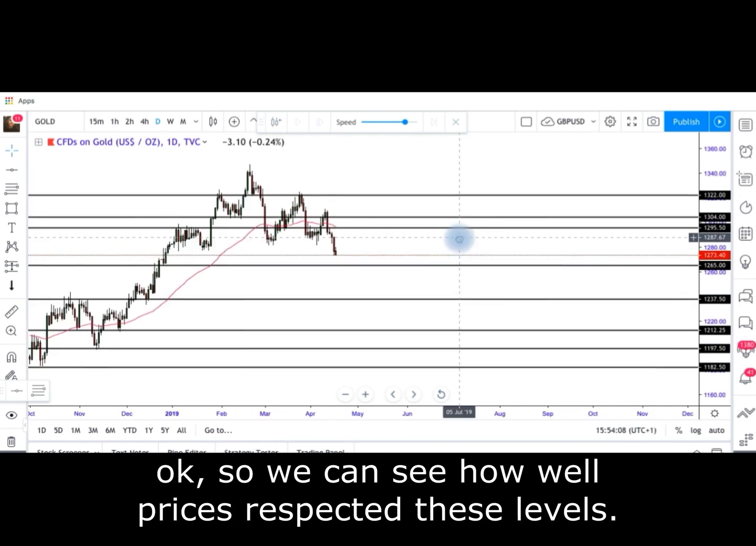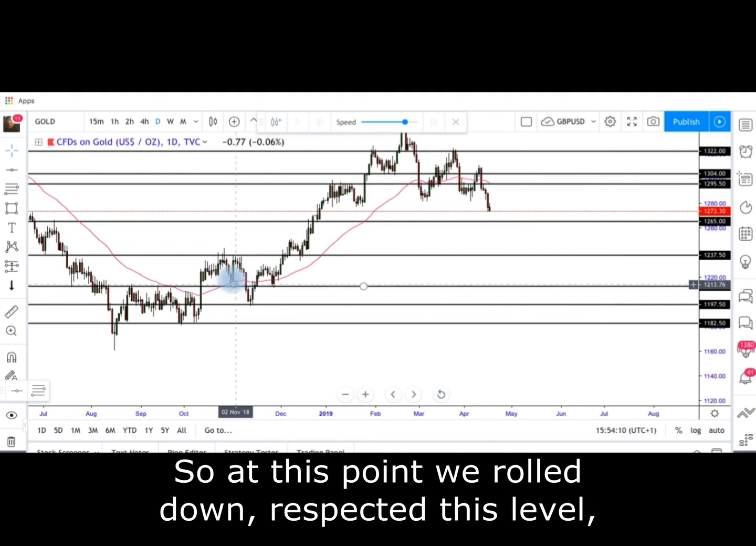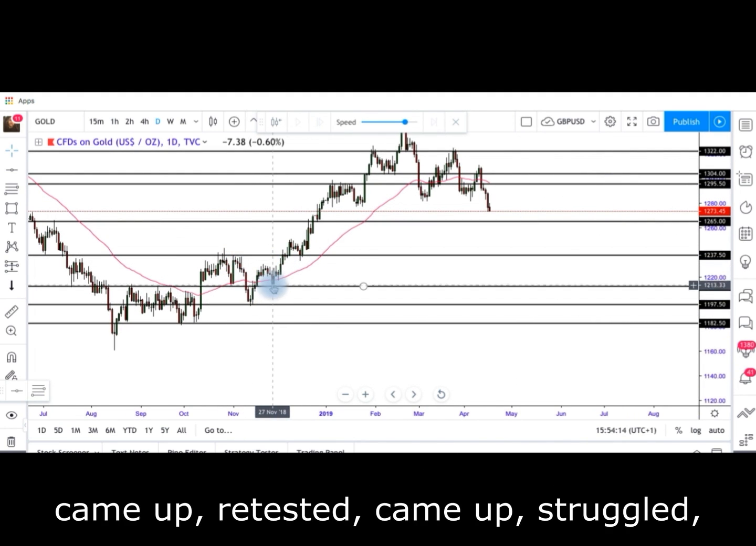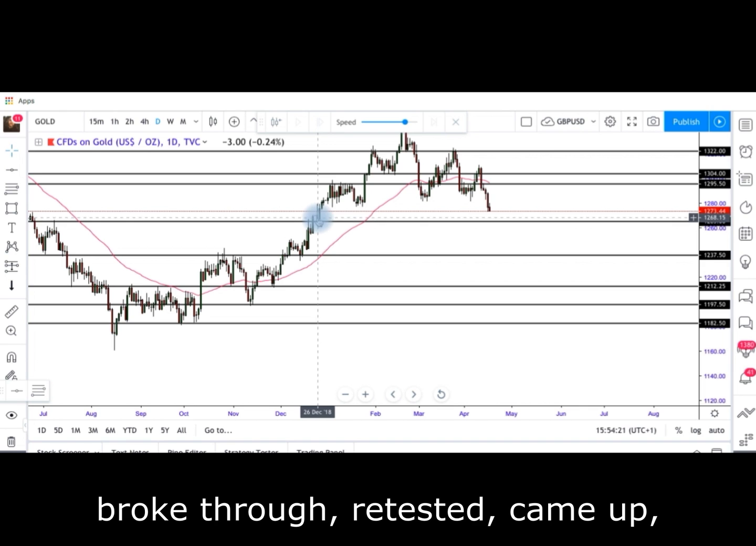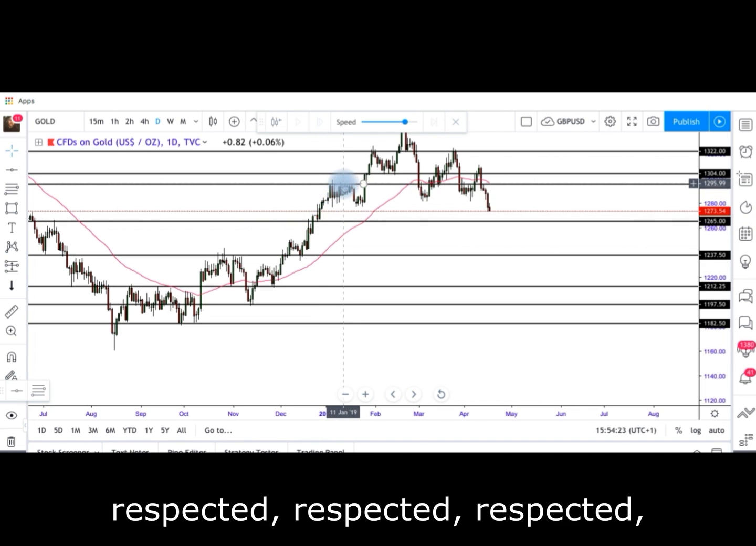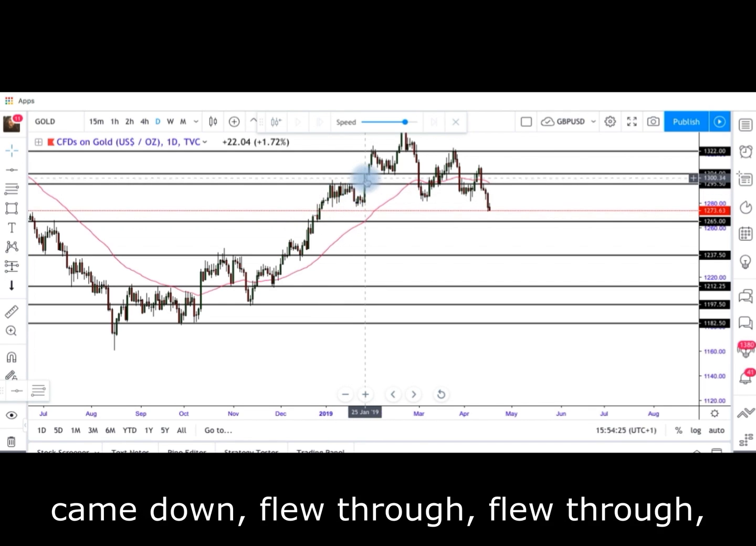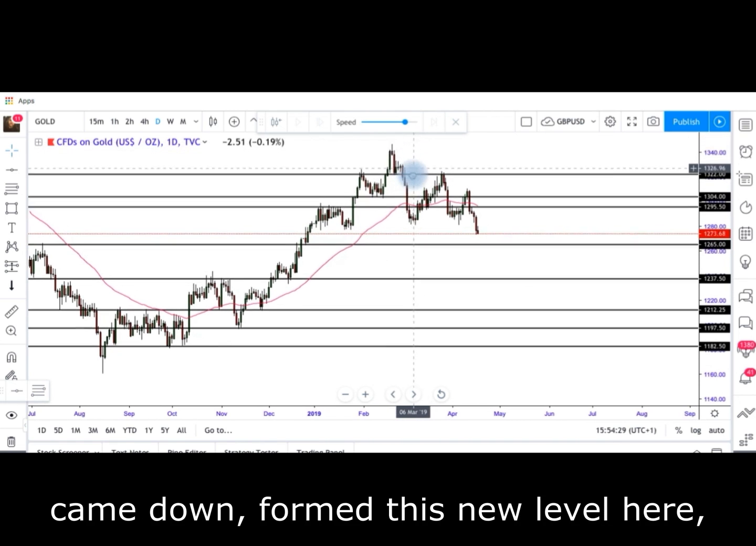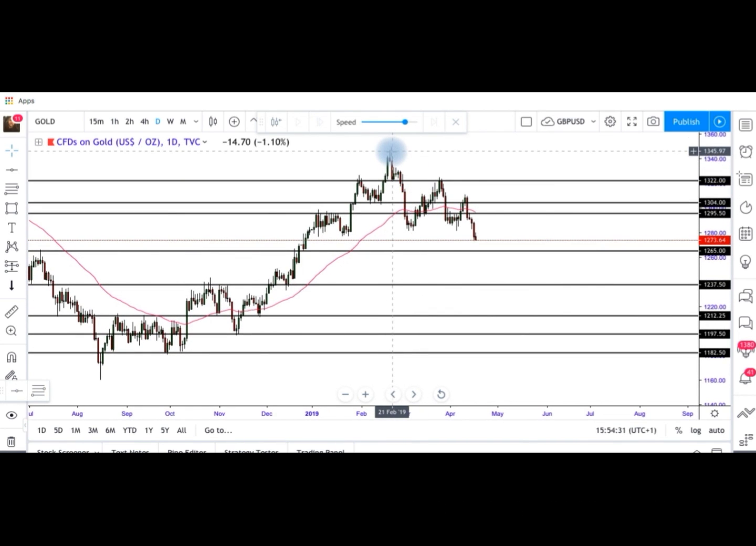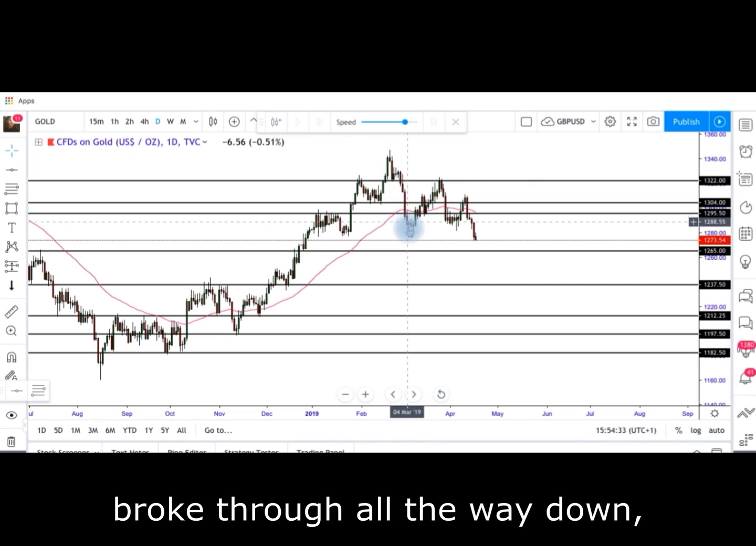Okay, so we can see how well price respected these levels. So at this point, we rolled down, respected this level, came up, retested, came up, struggled, popped up, retested, came up to the next level, broke through, retested, came up, respected, respected, respected, came down, flew through, came up to this one, respected, came down, formed this new level here, broke through all the way down.